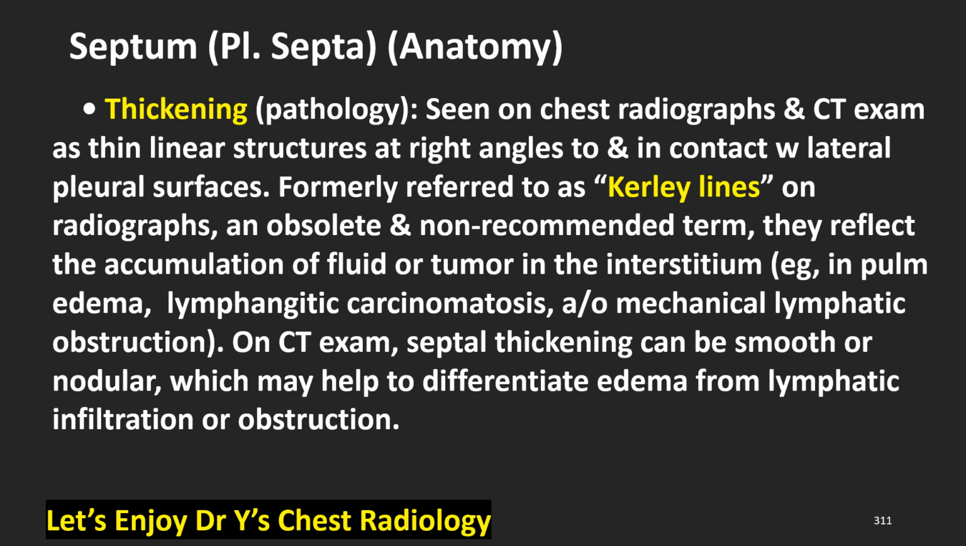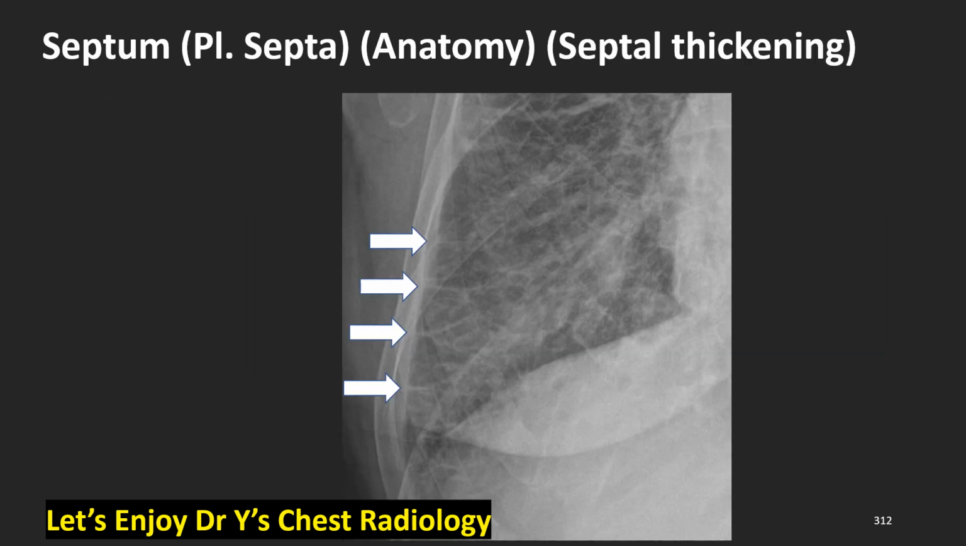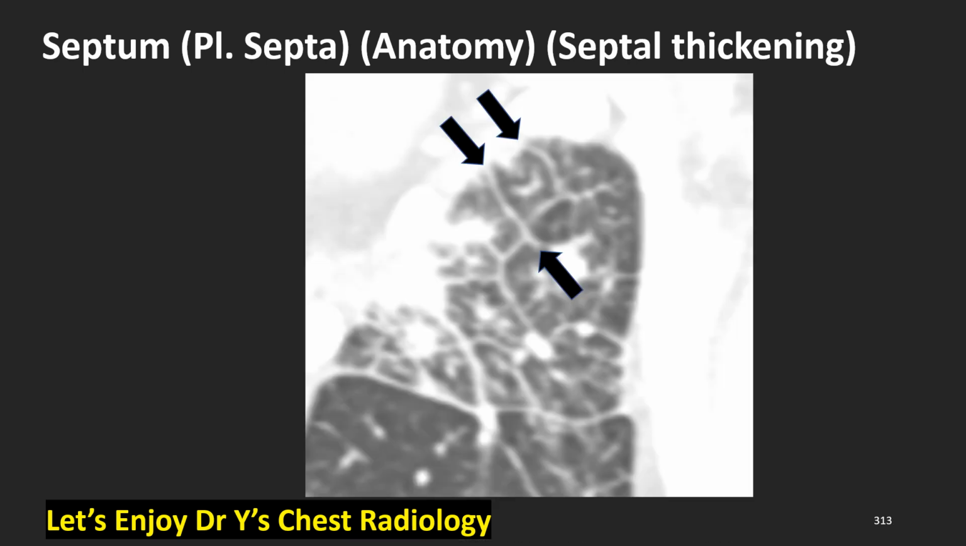On CT exam, septal thickening can be smooth or nodular, which may help differentiate edema from lymphatic infiltration or obstruction. Septum, pleura, septal anatomy, septal thickening. Arrows indicate septal thickening on frontal radiograph, formerly called Kerley lines. Arrows indicate septal thickening on coronal CT scan in a lymphangitic carcinomatosis patient.